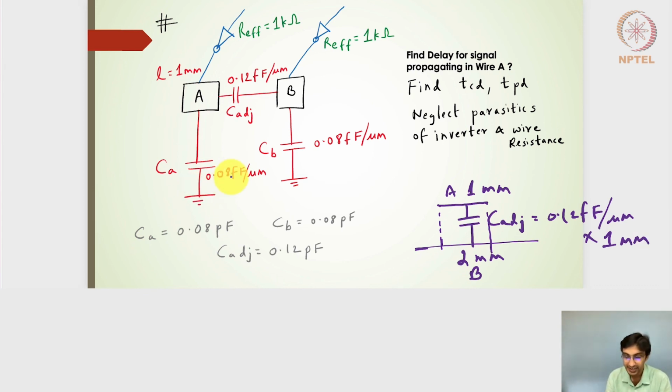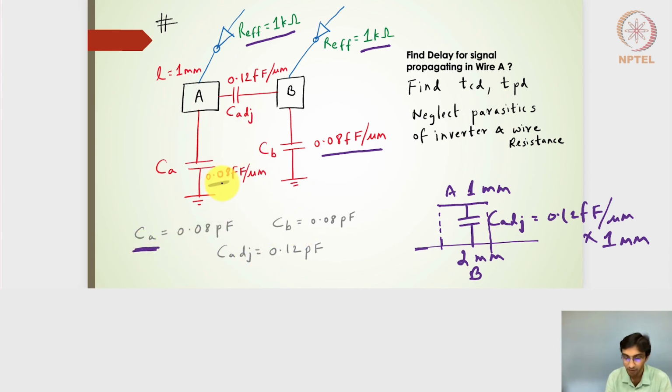And of course, we have the CA and CB, which are 0.08 femtofarads per micron each. There are 2 driver circuits. An inverter is driving each interconnect, and its switching resistance is given as 1 kilo ohms, for both. The length of the wire is 1 mm. So if wires A and B are aligned properly, then the overlapping length is still 1 mm. Then I should be able to find out C adjacent, CA and CB.